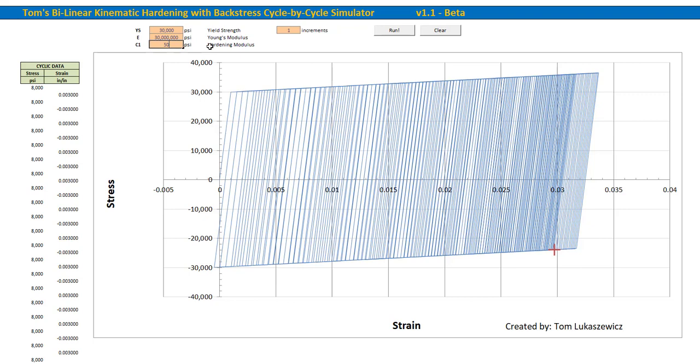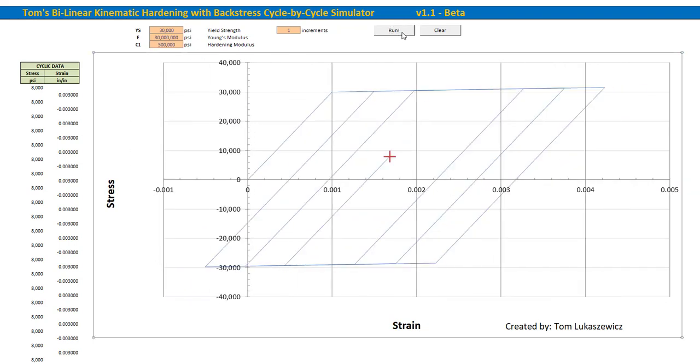right here and rerun that. The 200,000 is like an average strain hardening from yield to ultimate, but in smaller strain ranges you can definitely have a higher slope. So let's see what happens if we run this.